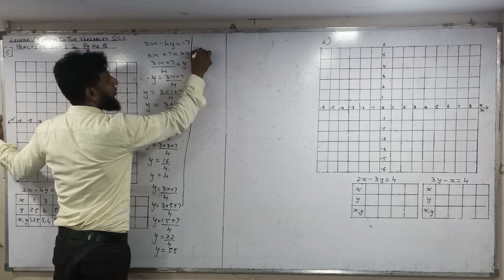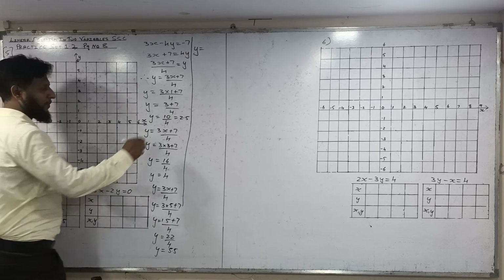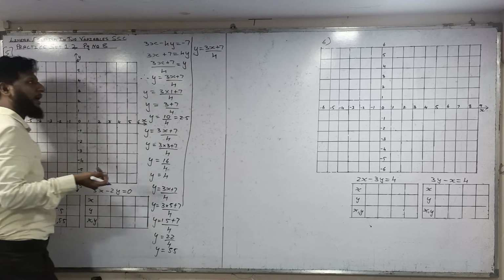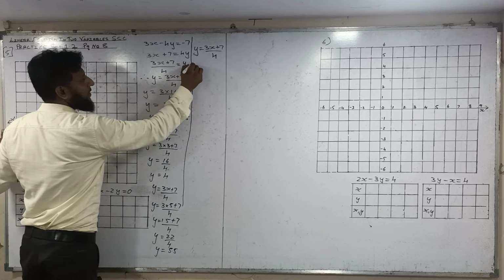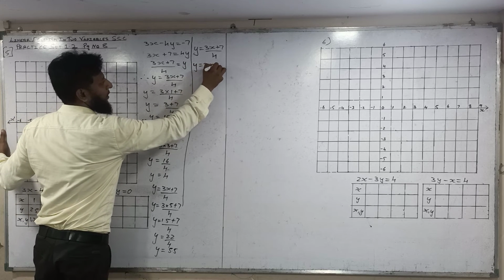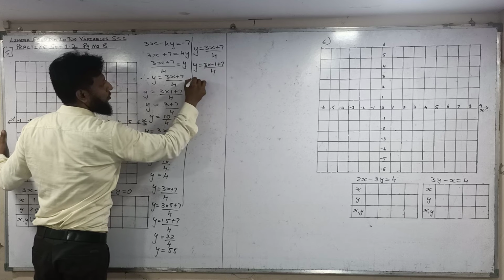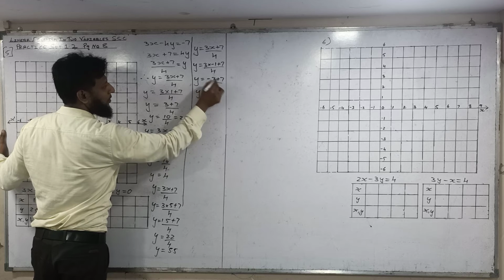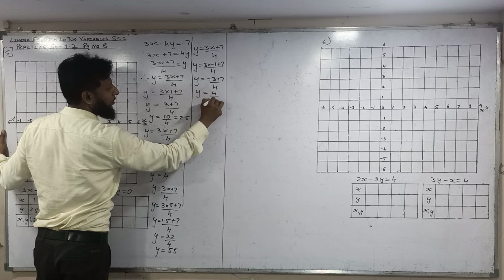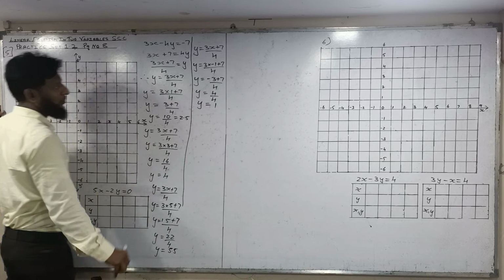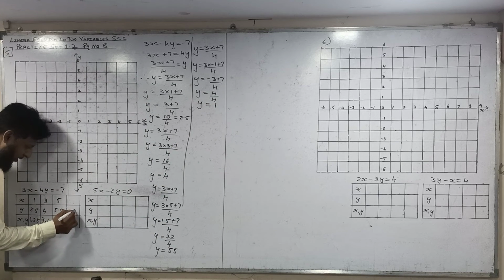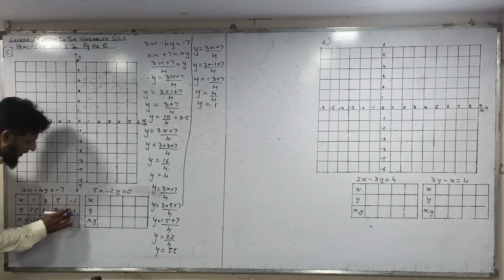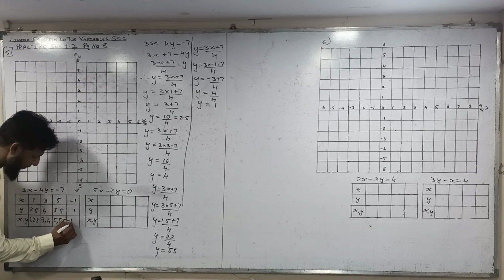Now y is equal to (3x plus 7) upon 4. So one negative value we will try. 3 1s are 3, so minus 3. X value minus 1. Okay, so 3 1s are 3, minus 3 plus 7 upon 4. Y is equal to 7 minus 3, you will get 4 upon 4. Y is equal to 1. So when I have taken x value minus 1, I get the y value 1. Okay, minus 1 and 1.